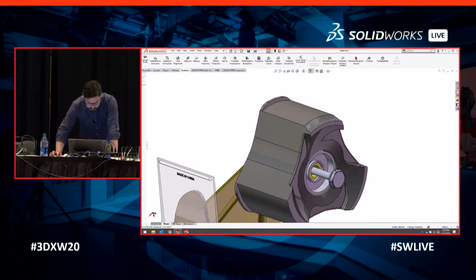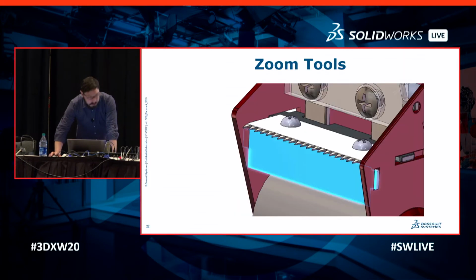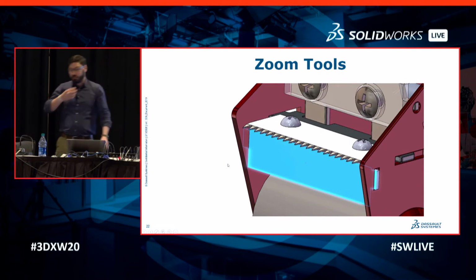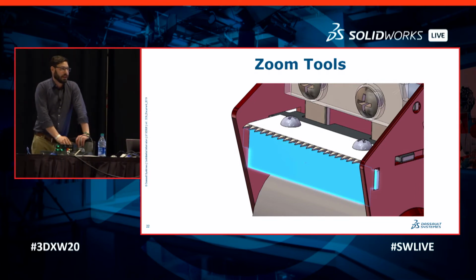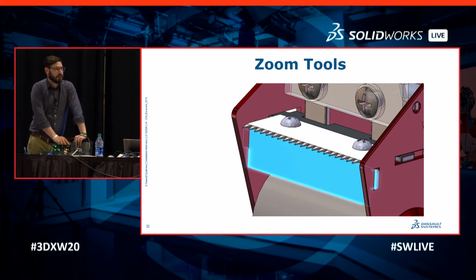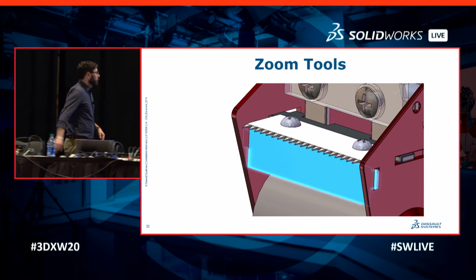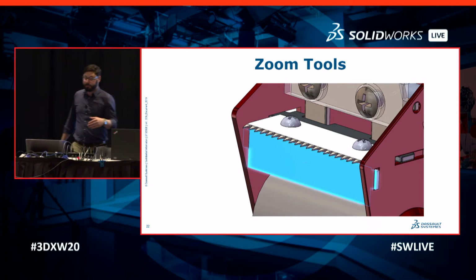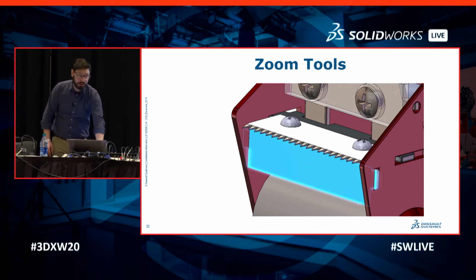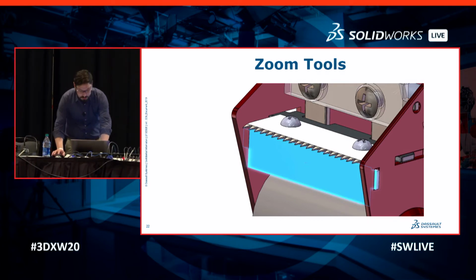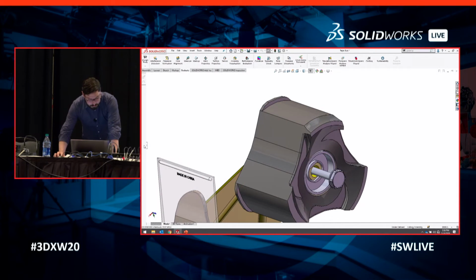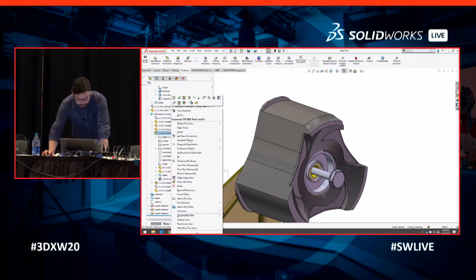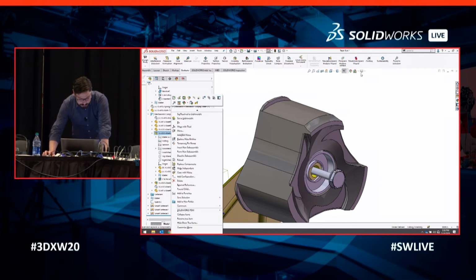The question is, does zoom to selection work from the tree? If you want to zoom to a selection from the tree, you can select the part and then do a zoom to selection. You could also right-click, and I don't know if it's a right-click option, to be honest, because I never tried. I usually just put it on a toolbar.